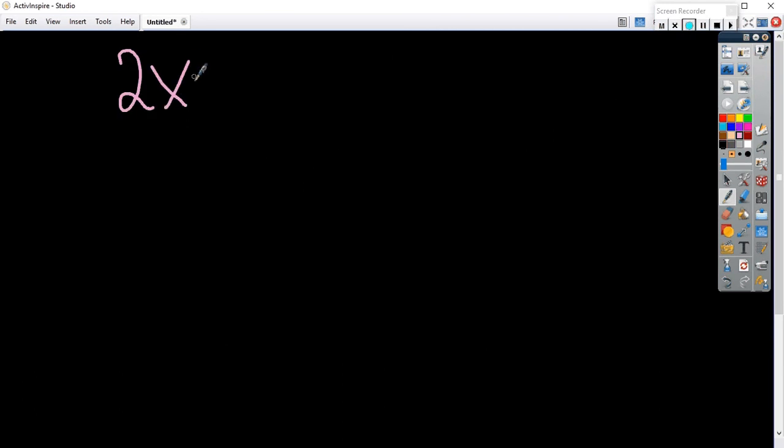2x to the 8th. Guys, I feel like I'm fighting y'all, and I feel like the ones that I am fighting are the ones who don't even have a really good grasp on factoring.